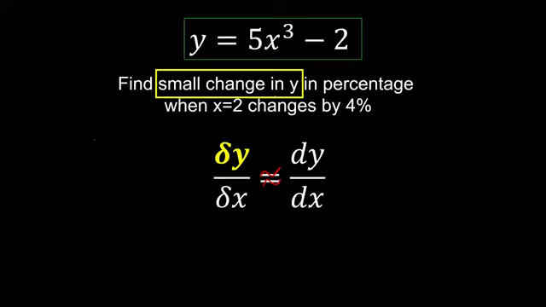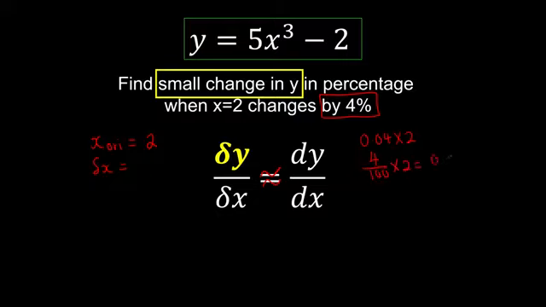So we know our x original is going to be 2 and our delta x is going to be a change by 4%. So how do we find 4% of 2? 0.04 times 2, right? If you forget, just remember back to your primary school. 4% is 4 over 100 times 2, which gives 0.08. So we know our small change in x is 0.08.